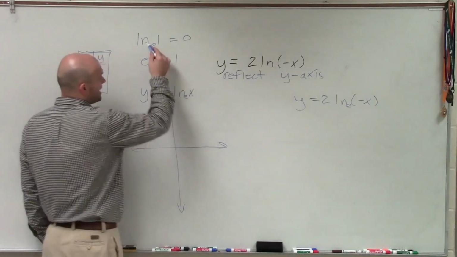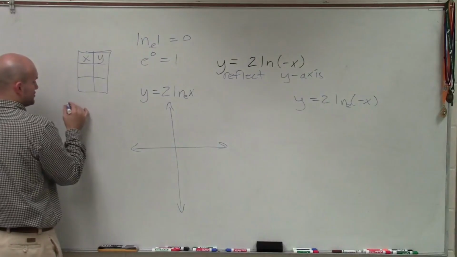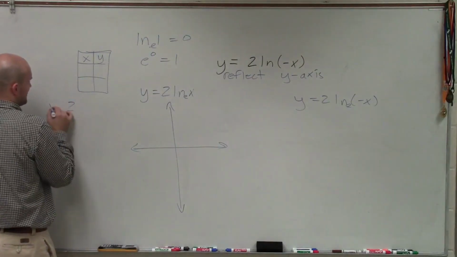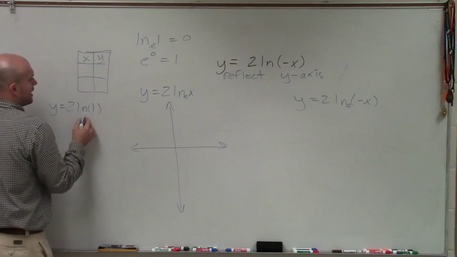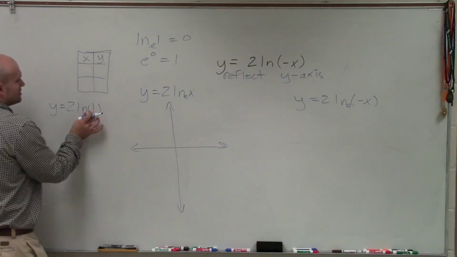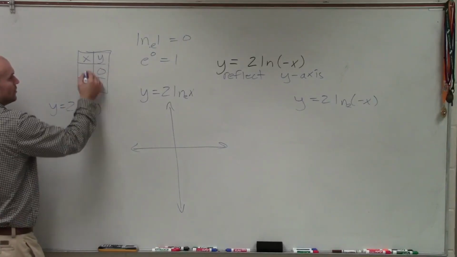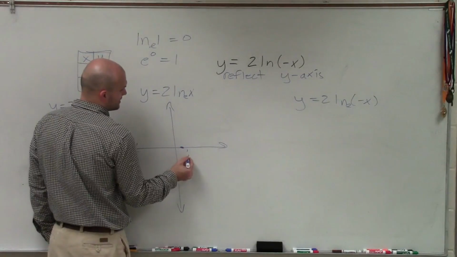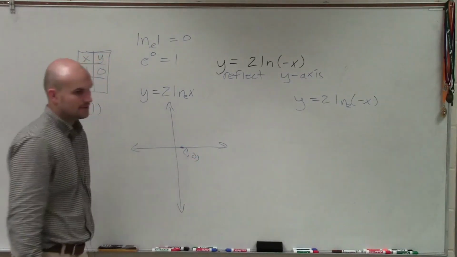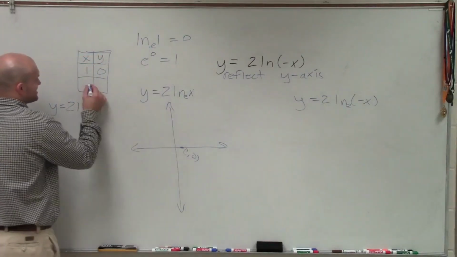So therefore, if I said y equals 2 times ln of 1, ln of 1 we know is 0. 0 times 2 is just going to be 0. So therefore, y equals 0 when x equals 1. Hence, given our x-intercept at 1, 0. Then another one we could say is, what about if x equals e?